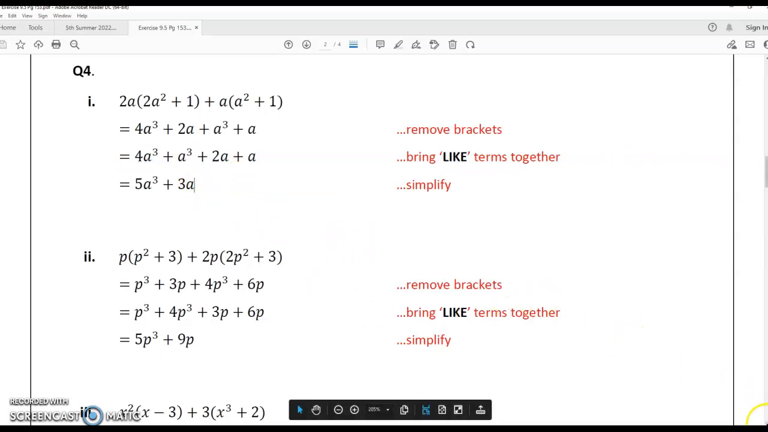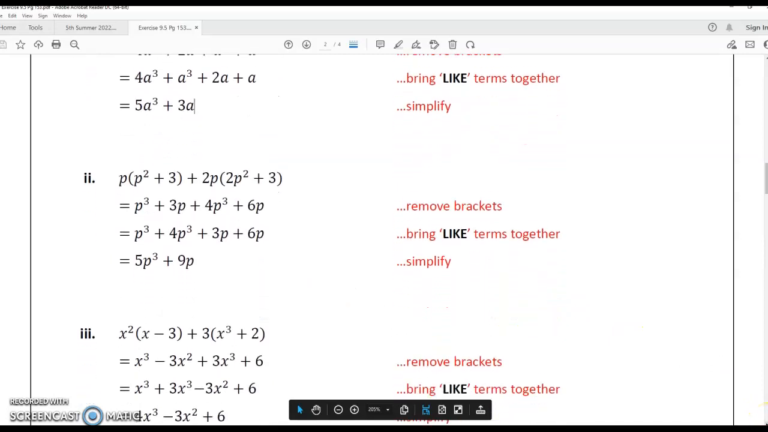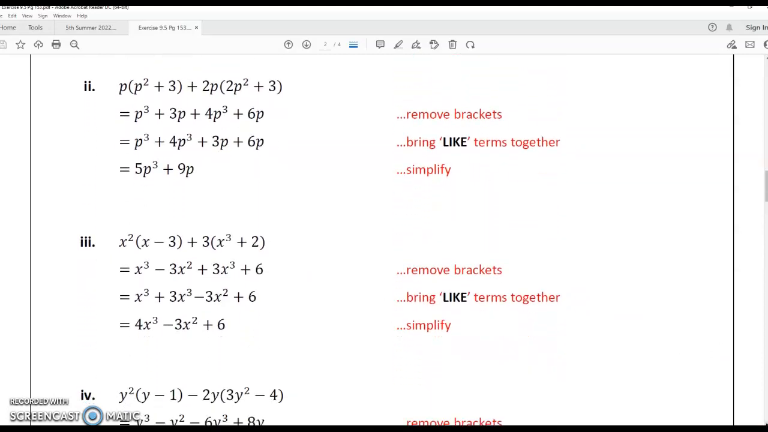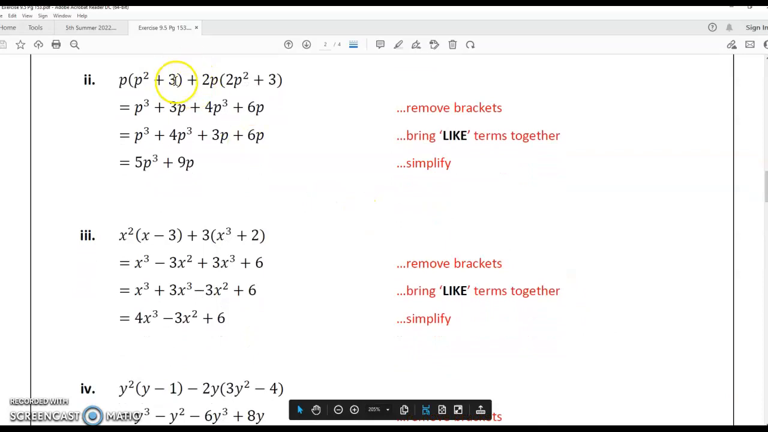The next question you might have here is this part 2. P by p squared plus 3. And that's that bit finished with that bracket. And then plus 2p multiplied by 2p squared plus 3. So p by p squared gives you p cubed. P by 3 gives you p3, or as we write it in maths, we put the number first, 3p.